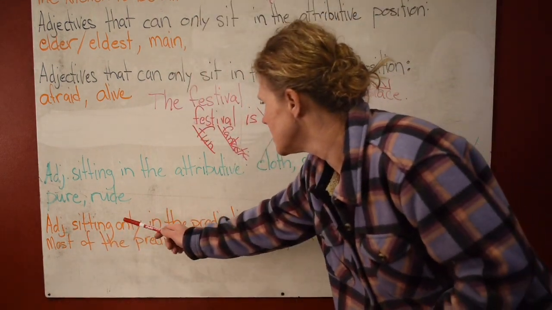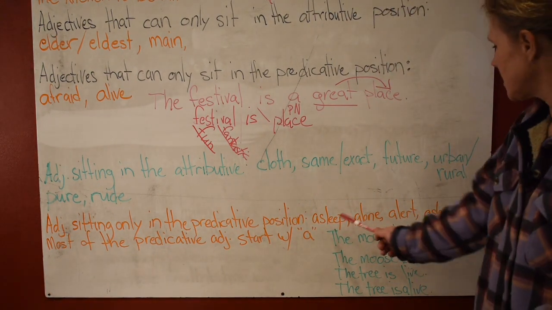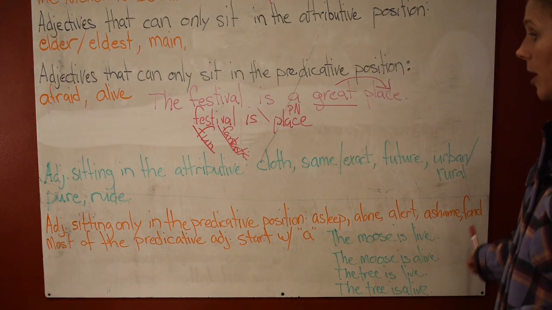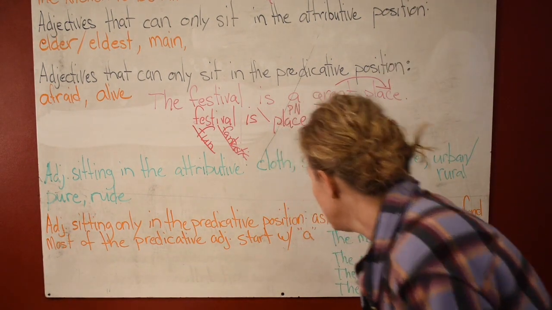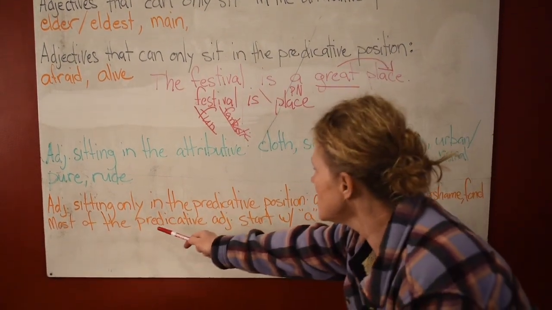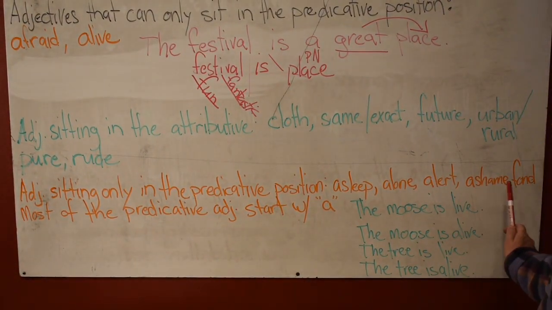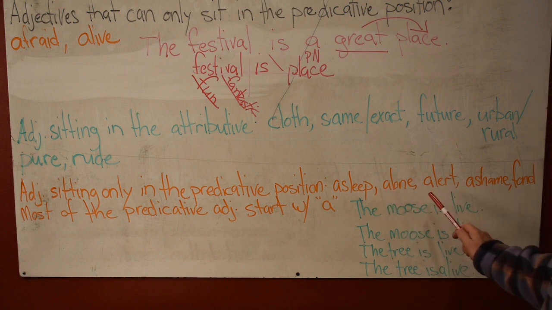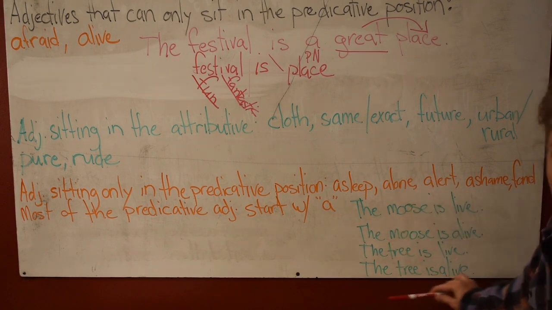Adjectives sitting only in the predicative position. So here's some more: asleep, alone, alert, ashamed, fond. Now that's not all of them. If you notice, though, most of the predicative adjectives start with an A: alone, alert, ashamed. So let's look at these examples right here.